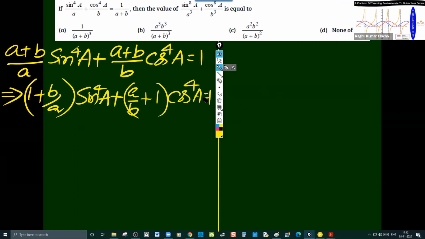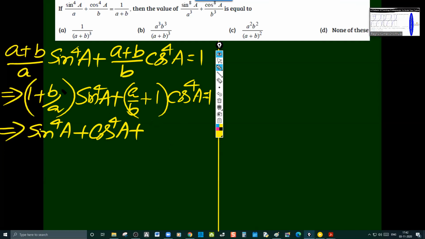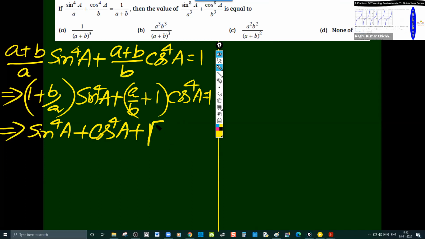Now, what am I thinking here? I want to split this in this way: 1 into sine 4th A, plus 1 into cos 4th A, plus B by A sine 4th A. B by A sine 4th A, I want to write it as a perfect square. Just follow this carefully, please. (Root over B by A into sine square A) whole square.